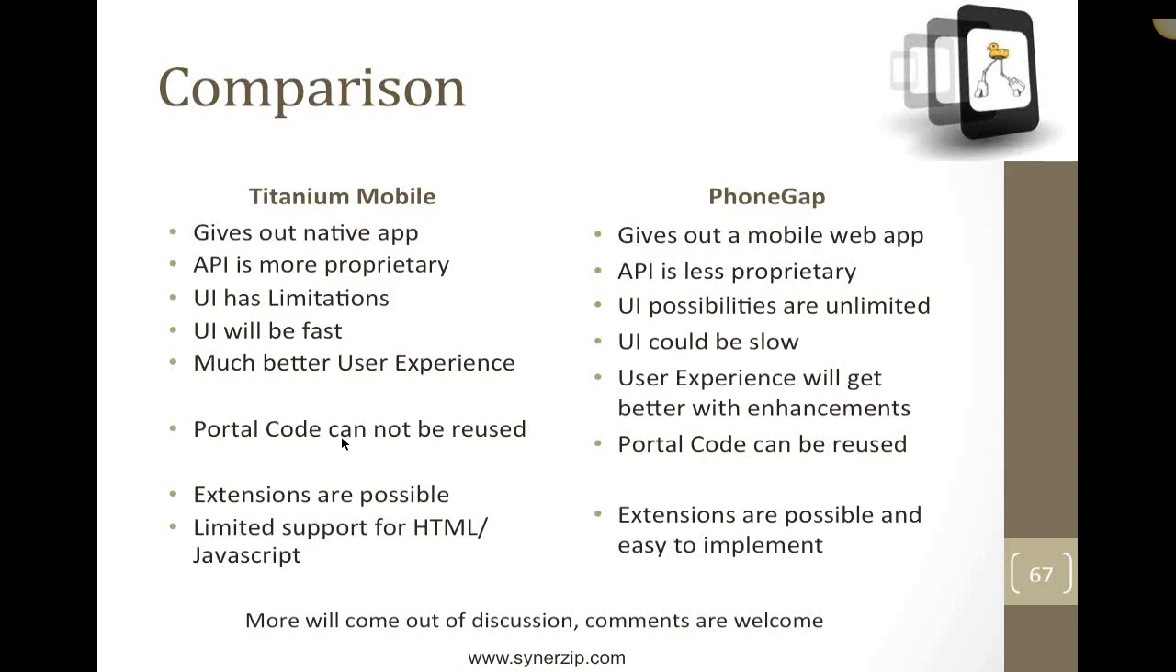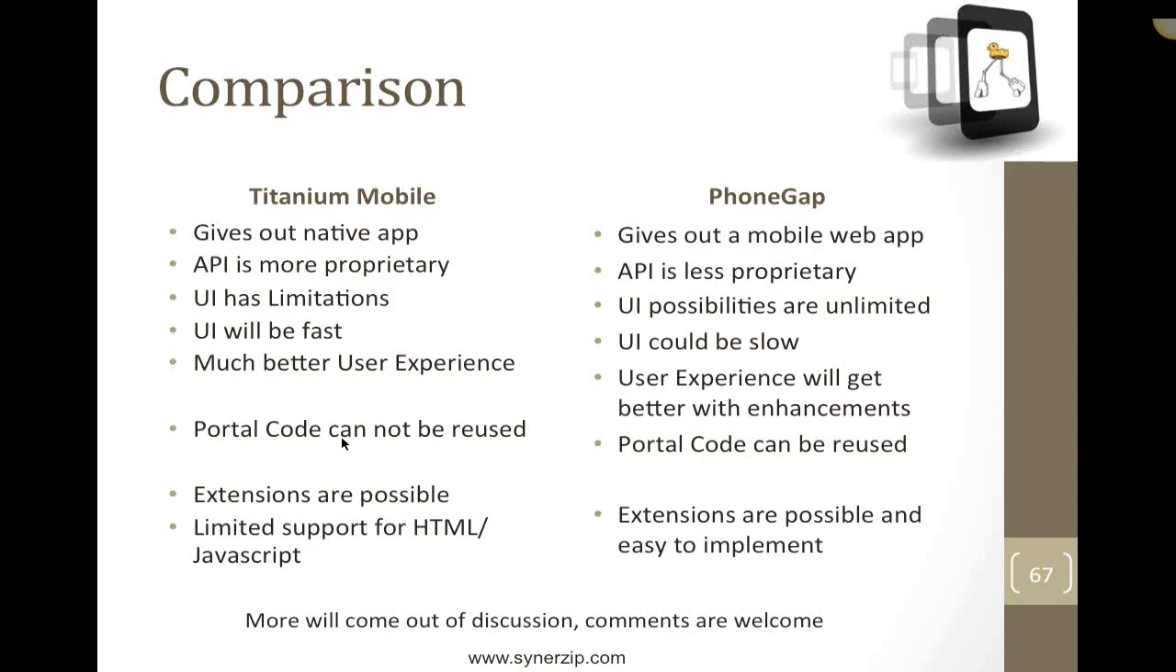Titanium UI has limitations because you will only get a few components which are common across the platforms. In PhoneGap, since it's HTML5 and JavaScript, the UI possibilities are unlimited. Titanium, the UI could be fast. PhoneGap, the UI could be slow, but you can obviously work around this problem. Much better user experience because of the native UI in Titanium; in PhoneGap, user experience will get better as the JavaScript frameworks get better. Portal code cannot be reused in Titanium Mobile, whereas portal code can be reused in PhoneGap with different CSS. In both Titanium and PhoneGap, extensions are possible, but I found writing extensions in PhoneGap is a breeze.